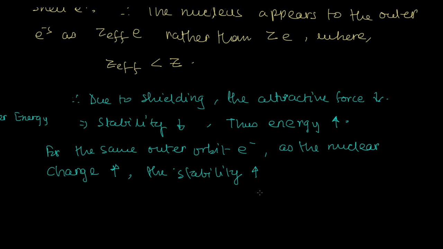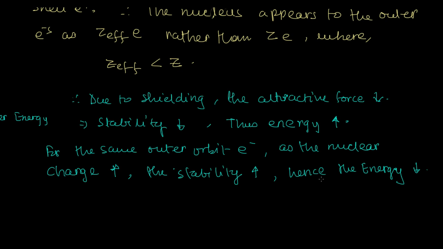Z effective is lesser than Z, but compared to the earlier lower Z, now the Z effective is higher, right? It is sought to be cancelled, but due to the shielding also, since the Z at the center has gone up, even after being shielded, the Z effective will be more than what it was earlier, right? So the stability increases, and the moment the stability increases, hence the energy decreases. Very good. The energy decreases.